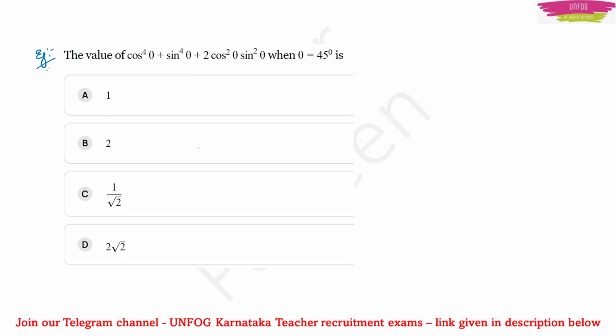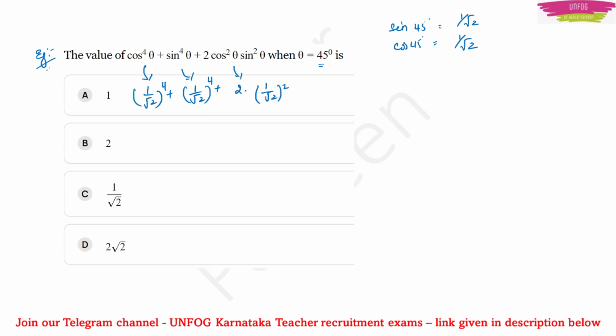Now, just by knowing one value of 45 degrees, you should know what sine 45 and cos 45 are. If you know just that table, sine 45 degree and cos 45 degree, you can easily solve this problem. I am sure you know that it is 1 by square root of 2. Just substituting, it will be (1 by square root of 2) to the power 4 plus (1 by square root of 2) to the power 4 plus 2 into (1 by square root of 2) whole square into (1 by square root of 2) whole square.